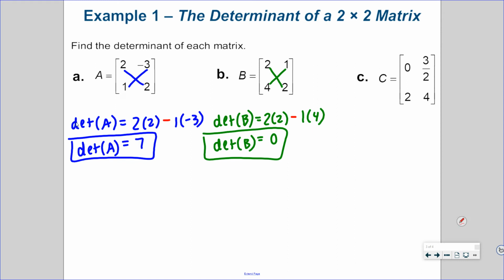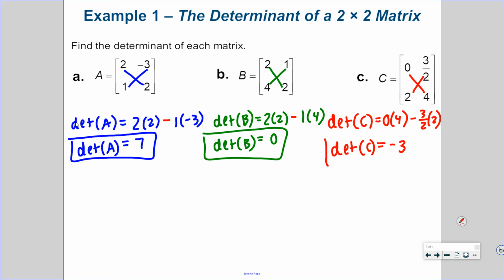Oh, Brianna. All right, last one. By hand. 0 times 4. That one here. Minus 3 halves times 2. That's negative 3.